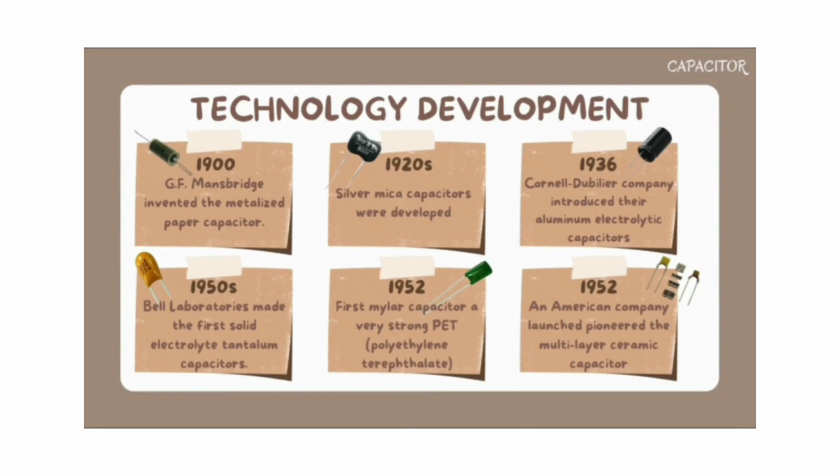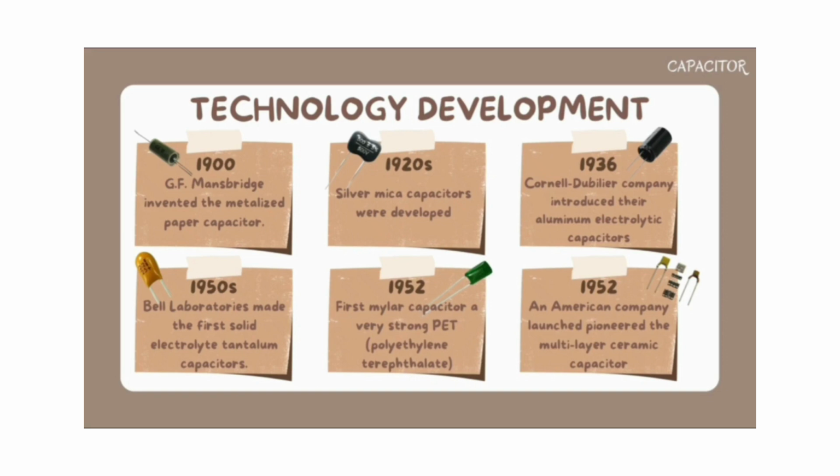Now, we move to technology development for the capacitor. So, the capacitor started in the 1960s. GF Mansbridge invented the metallized paper capacitor. Furthermore, in the 1920s, silver mica capacitors were developed.